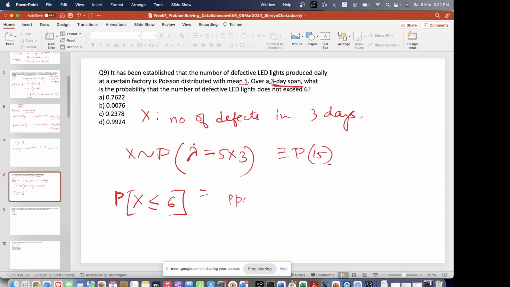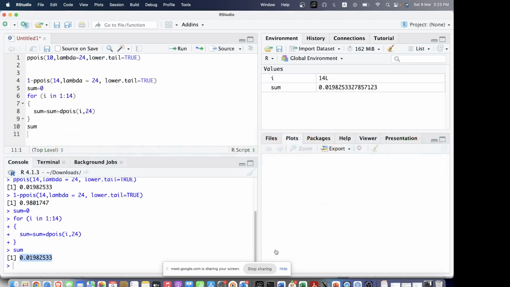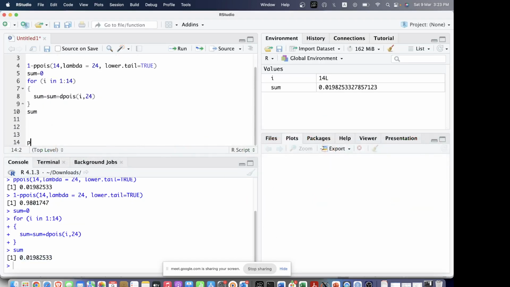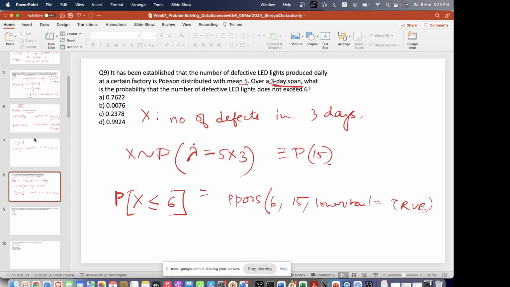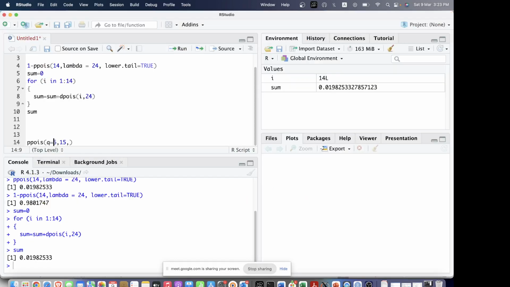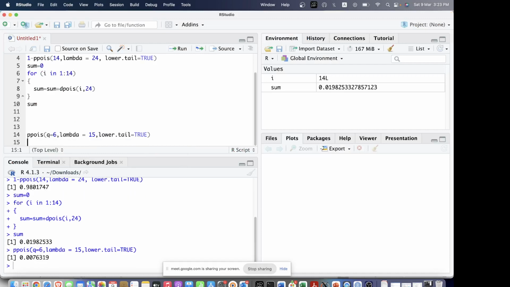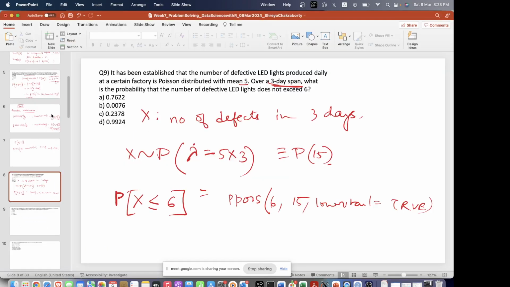So this would be the same as p Poisson 6, 15, lower tail equal to true. So we'll find out what this becomes. We'll write here p Poisson, specifically q equal to 6, lambda equal to 15, lower tail equal to true. So that would be 0.0076.